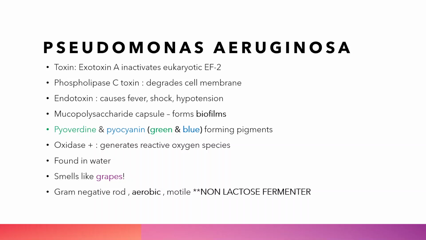It also contains a mucopolysaccharide capsule that forms biofilms. It contains pyoverdin and pyocyanin, which cause Pseudomonas to have a green and blue pigment color. It's oxidase positive, and that will help it generate reactive oxygen species. Pseudomonas is found in water and it smells like grapes. And this is our gram-negative rod. It's aerobic, it's motile, and it's a non-lactose fermenter.